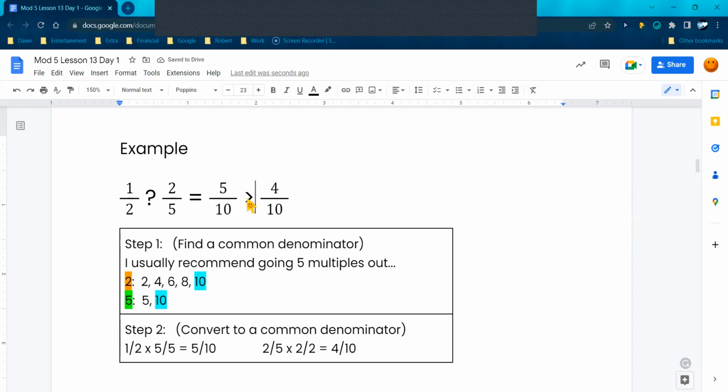That means I take this, I call it my alligator sign. I don't remember the actual term for this sign, but the bigger end is like an alligator and it wants to eat the bigger number. So right here, we make sure the bigger end is facing the bigger number, which is telling us that 1/2, you guys, is bigger than 2/5. So this is one problem.